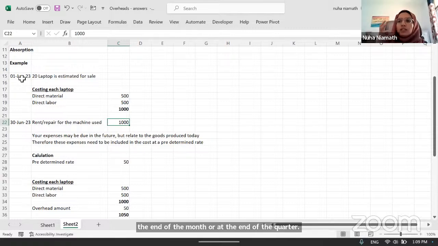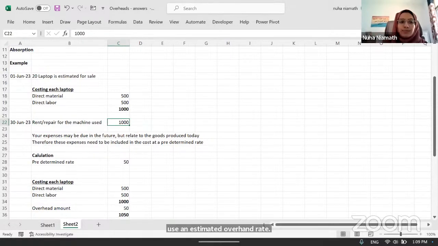As an organization, you will not just ignore that repair amount, because that repair is going to go for a machine that is used to make this product. So you have to include that component into that product today. So how will you do it? Organizations will always use an estimated overhead rate. How is this estimated overhead rate calculated?